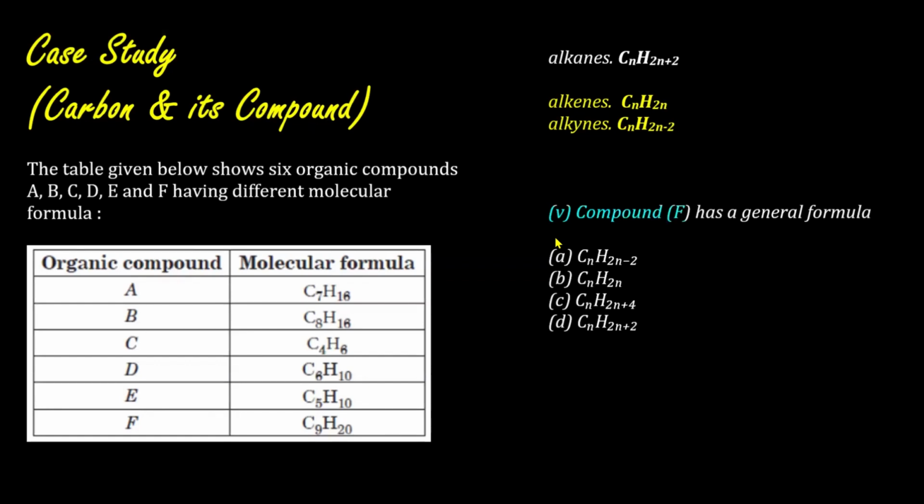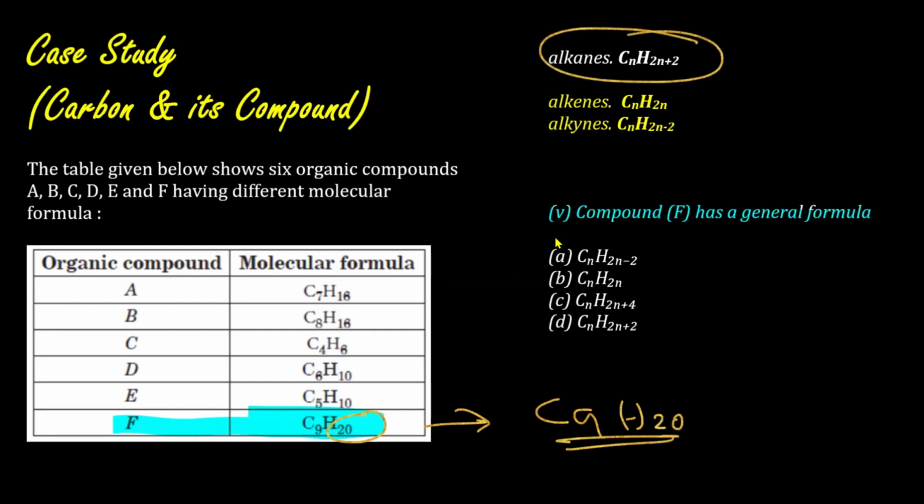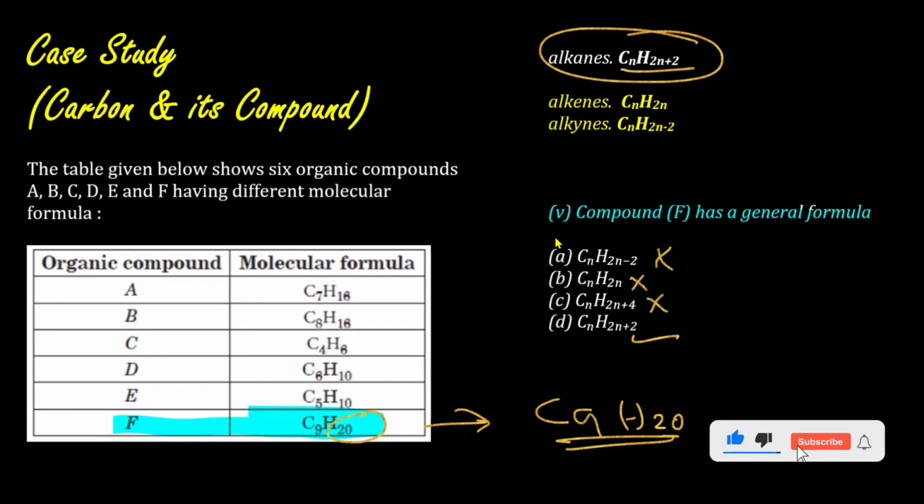Next is the fifth part. Now the question here is that compound F has the general formula. Where is F? This is F. As you can see here, use that trick I just suggested. This is carbon 9. As you can see, we need hydrogen as 20, which is obtained by first doubling this, which is 18, and adding 2 to 18, which is 20. So clearly this is alkane. The general formula of alkane is this. And I can say this is not correct. This is not matching. So it's matching with this. So we'll say that D is the correct option.